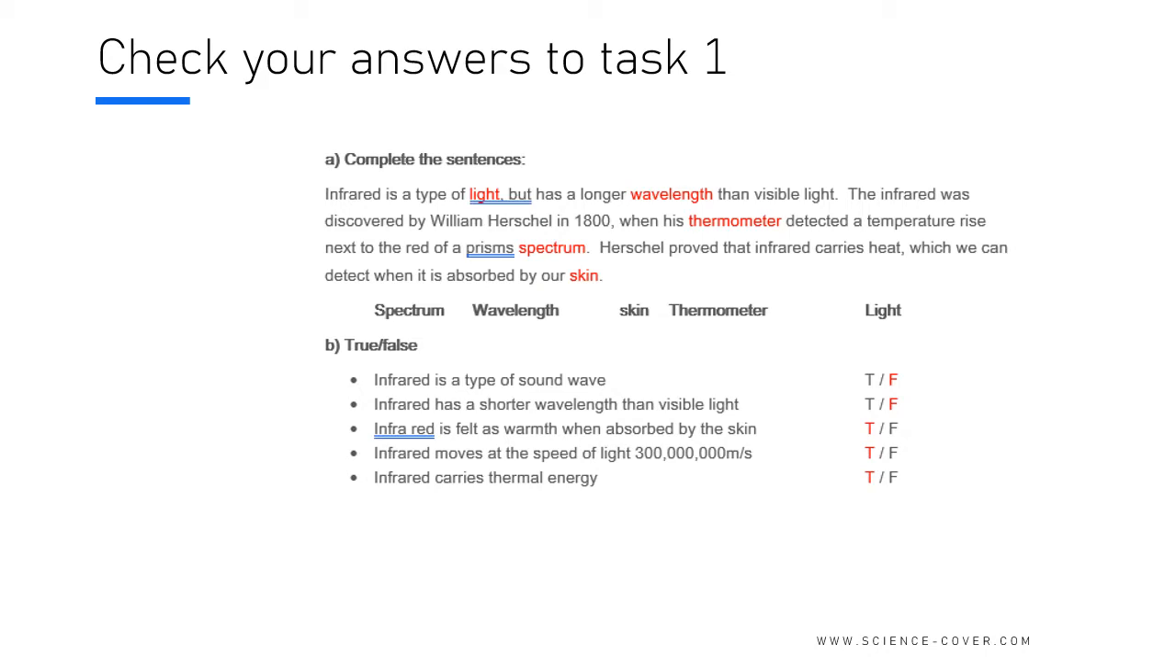Part B, true or false? Infrared is a type of sound wave. False. Infrared has a shorter wavelength than visible light. False. Infrared is felt as warmth when absorbed by the skin. True. Infrared moves at the speed of light. True. Infrared carries thermal energy. True.